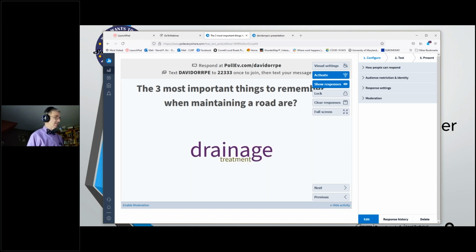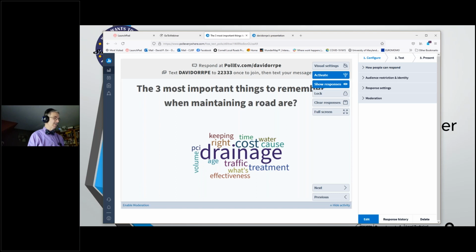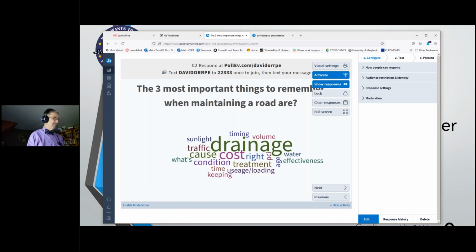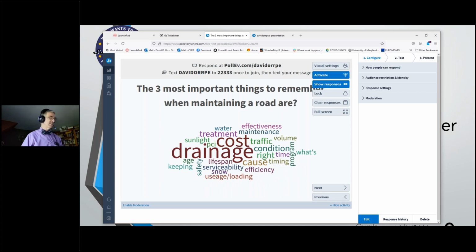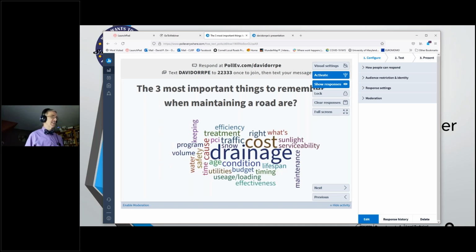Drainage treatments. Drainage is coming up to the top. What the cause is, the cost, the effectiveness, what's the traffic? Okay. Some good answers here. Age, traffic. But you'll notice that the top item that's coming up is drainage. Cost is right behind it. Yeah, okay, I can live with any of those choices.